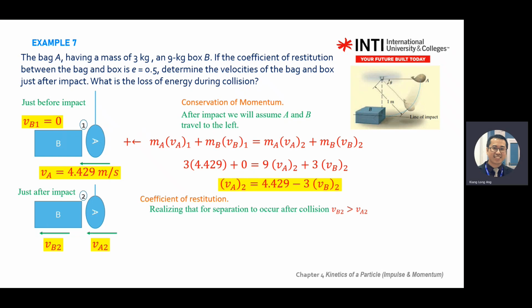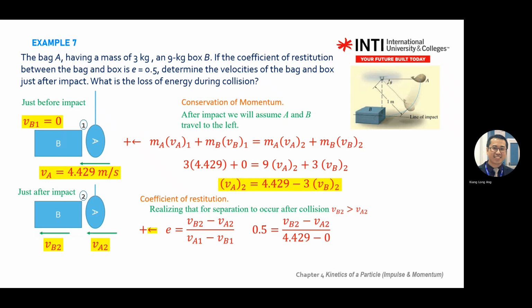In this case, you calculate using the e value. So in this case, we can directly use this diagram, this value for the impact. So 0.5 equals VB minus VA divided by 4 point something minus 0. Then from here, you get a linear equation. All right. So you have two linear equations solved simultaneously. You're able to find VA and VB after.